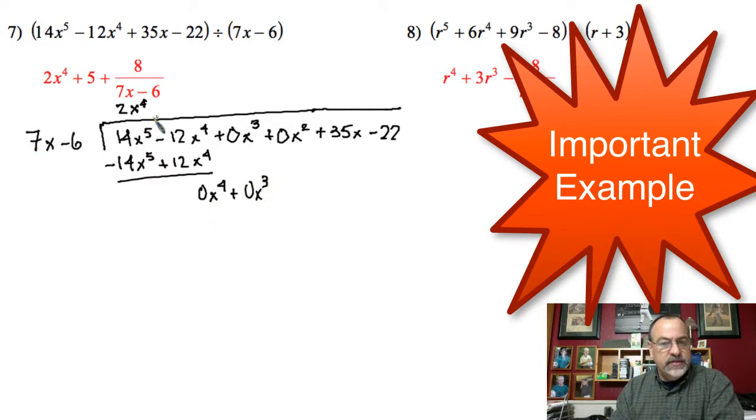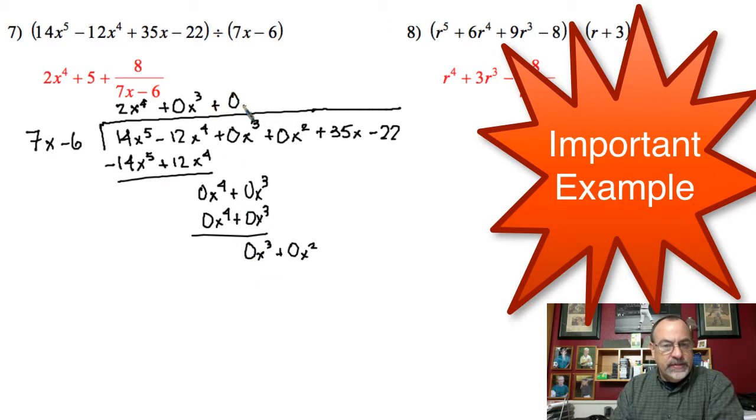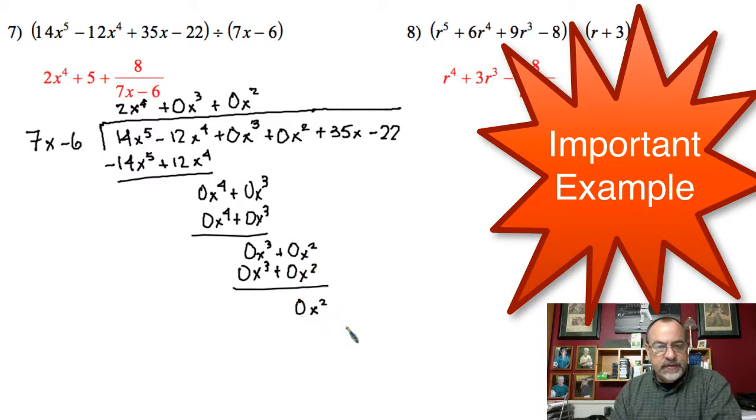Now 7 goes into 0 0 times. Okay, so we'll go ahead and put it up here, and then we'll take it out at the end. So this would be 0x cubed. All right, so that's going to be 0x to the 4th plus 0x cubed. Change the sign, that's going to be 0x cubed. We're going to bring down 0x squared. So now we're going to divide 7x into 0x cubed. Well, again, that's going to be 0 and then x squared, because x squared times x is going to give me x cubed. So 0x cubed and 0x squared is going to leave me 0x squared, and then I'm going to bring down my 35x.